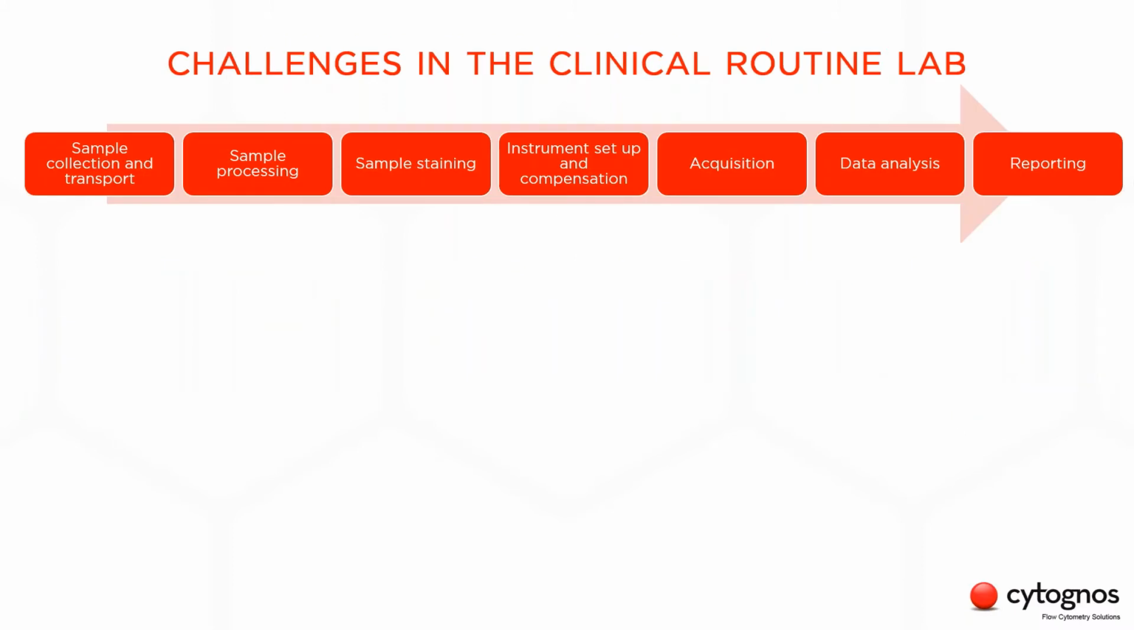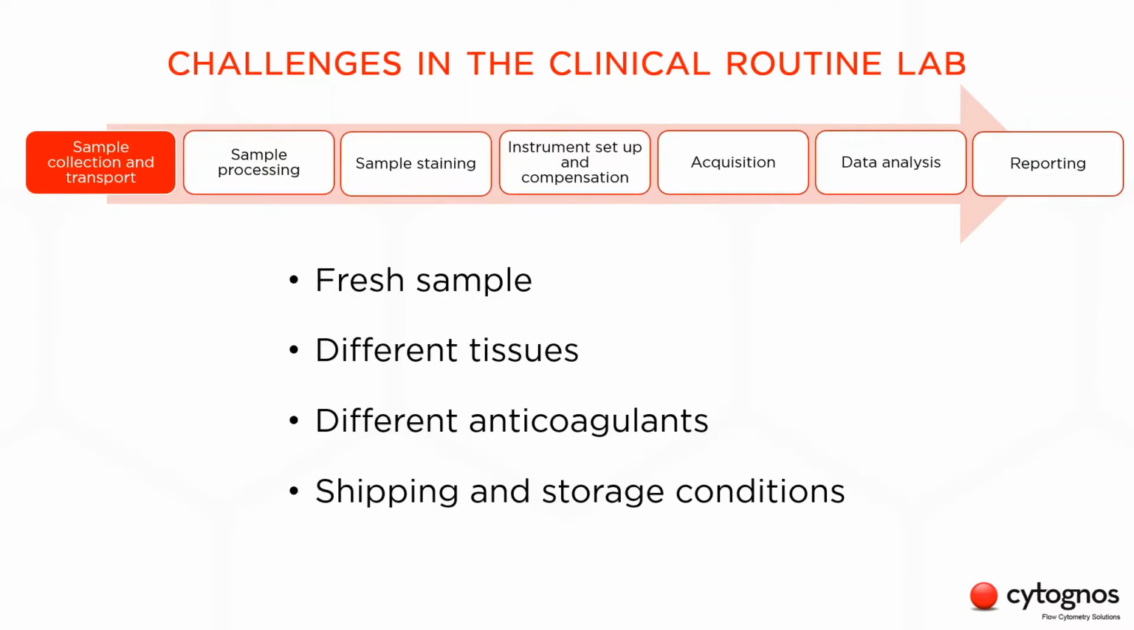Now let's see what are the common challenges we face in clinical routine. First, sample stability can be an issue. Most of times we require a fresh sample, in some cases no longer than 36 hours after collection. The samples that come in are very diverse. We get blood, bone marrow, lymph nodes, and they come with different anticoagulants like EDTA, heparin. So they require different shipping and storage conditions, especially with regards to the temperature.